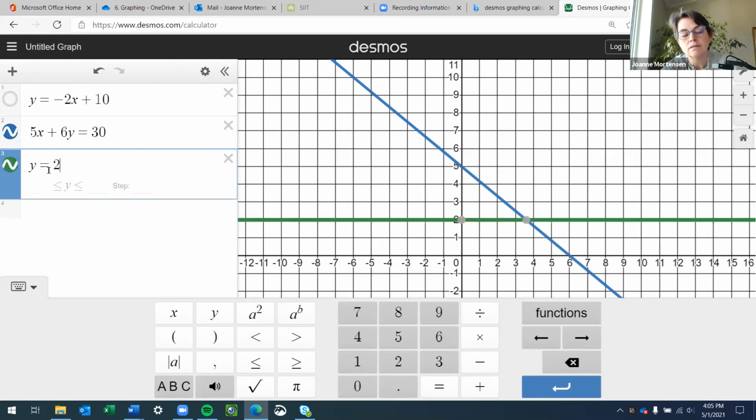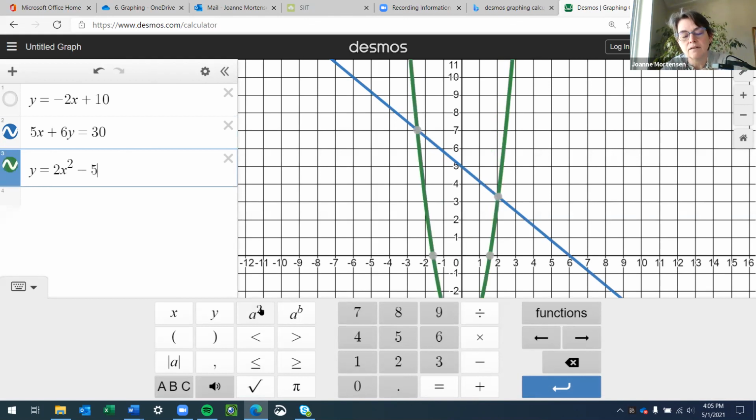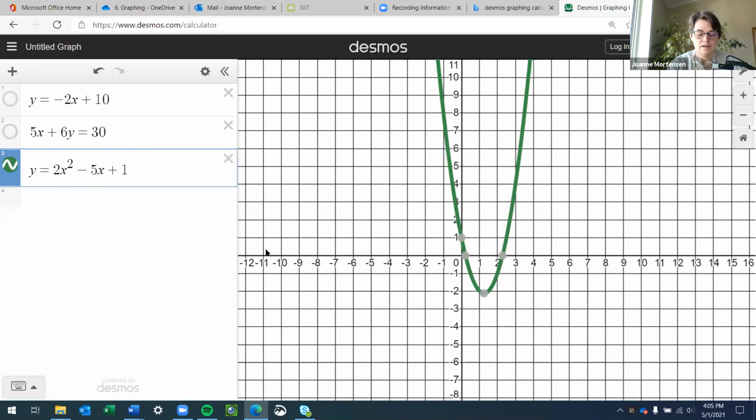Y equals 2x squared minus 5x plus 1. Isn't that weird, this guy? Okay, so I can do an analysis right from here and figure out that this is going to start here in quadrant 2 and end in quadrant 1, because this is positive and even. Okay, so that's my end behavior.